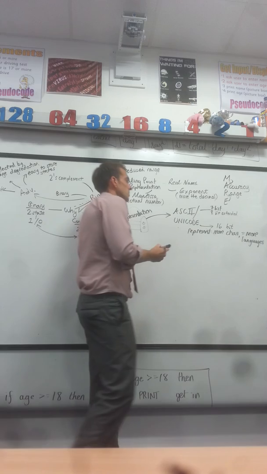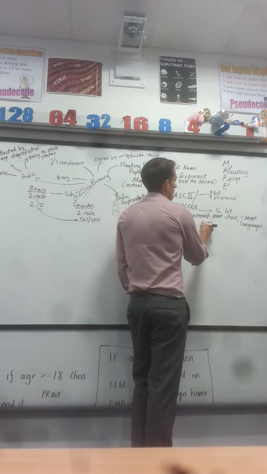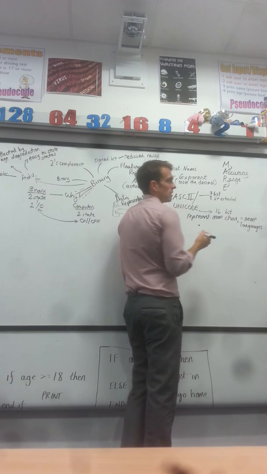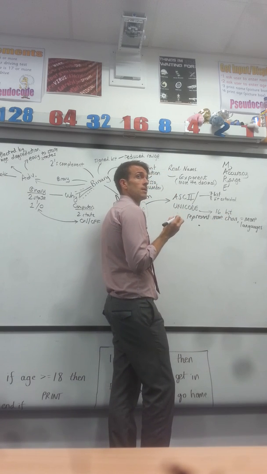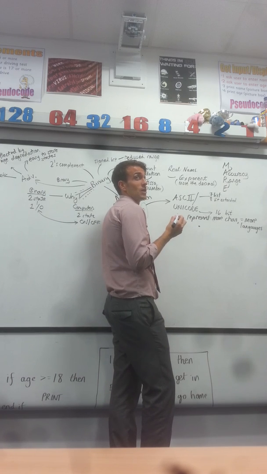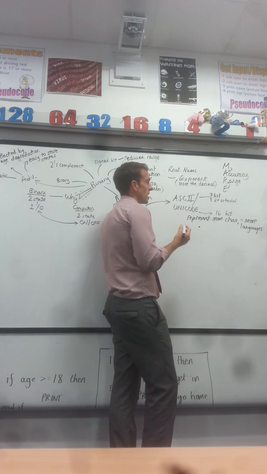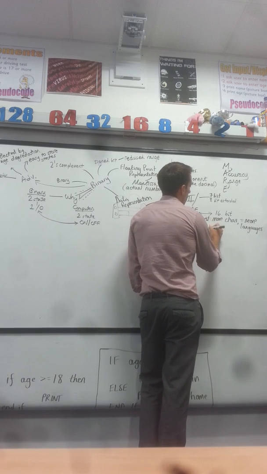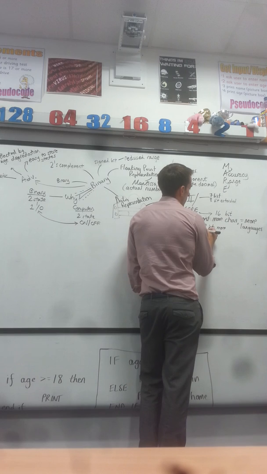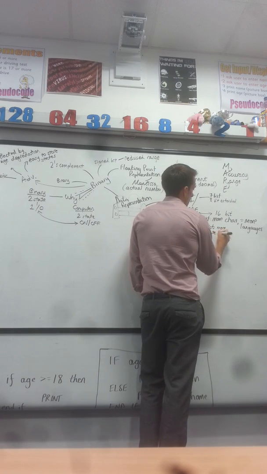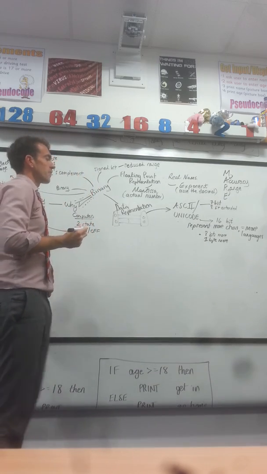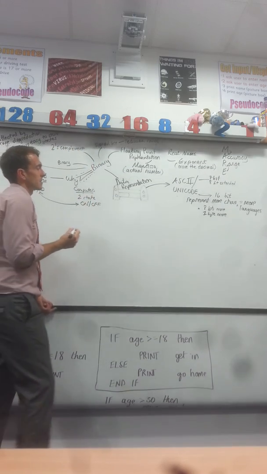There's a drawback to it though. What's the drawback? More bits per character. How many more bits? He uses a full byte, isn't it? So it's 8 bits more. It's double the memory. How would you remember it? 8 bits more or 1 byte more. So that was ASCII and Unicode for representation of text.